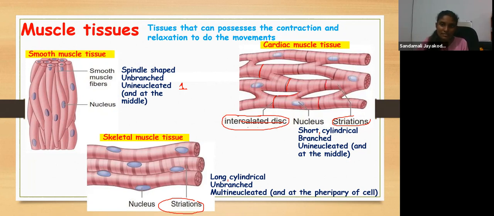Here, this is a single cell of cardiac muscle tissue. It contains one nucleus and it is branched, has many striations on it, and it is cylindrical. Cross section is cylindrical, circular in shape. So these are the features of the three types of muscle tissues.